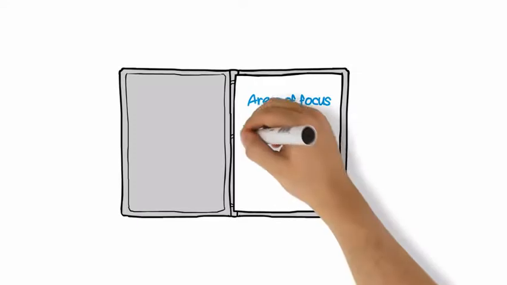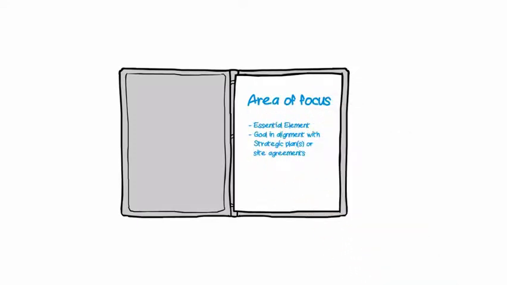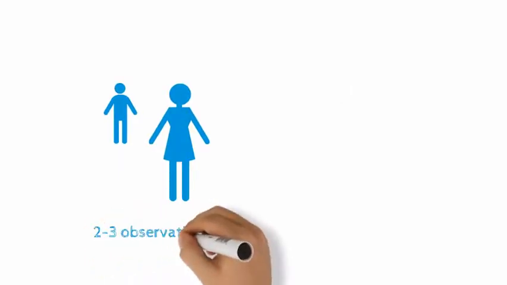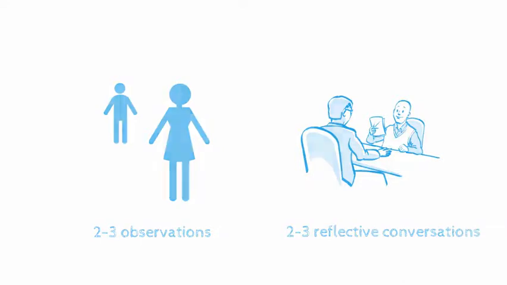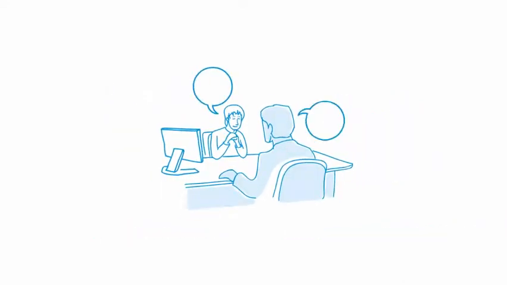This can be an essential element or a goal that is in alignment with a district or site strategic plan or site agreements. The process will include 2 to 3 observations and 2 to 3 reflective conversations. All observations are preceded by a brief pre-conference so the facilitator understands what the focus is for the practitioner during the observation. Each observation is followed by a post-conference debrief.